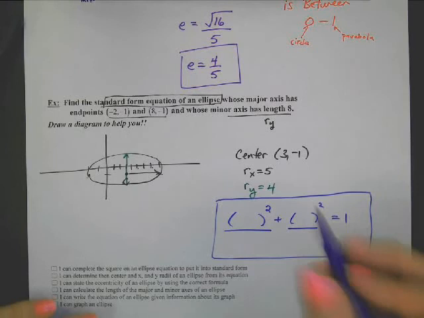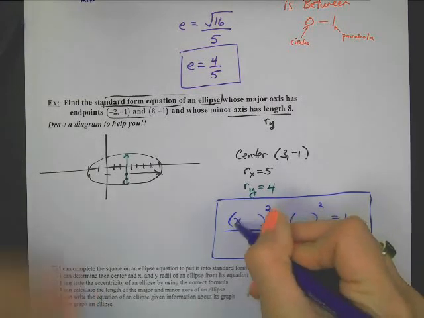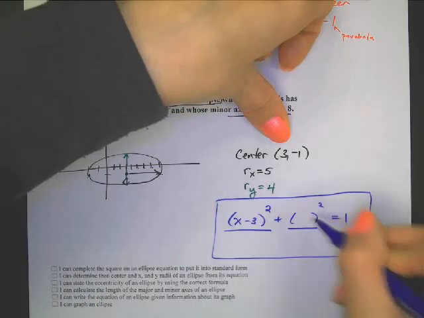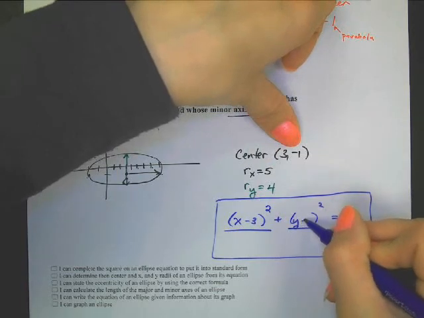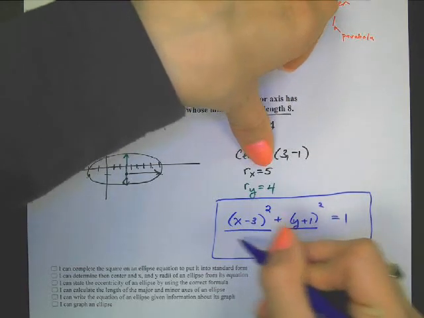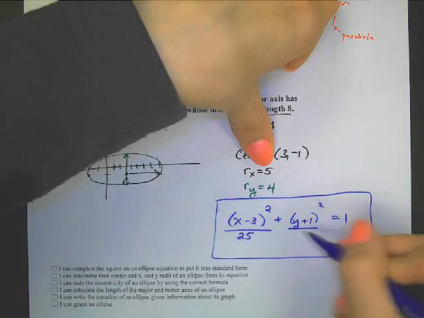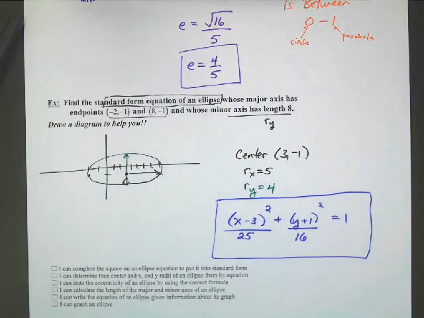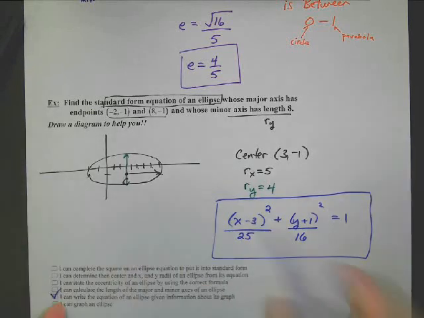Okay, I hope you remembered about change. It's going to be x minus 3. It's going to be y plus 1. R sub x is 5, so I hope you put 25 down here, and 16. Can you write the equation of an ellipse given information? Yes, you can.